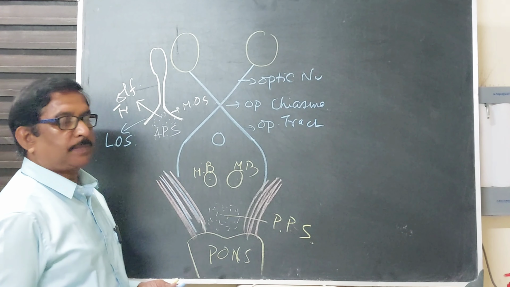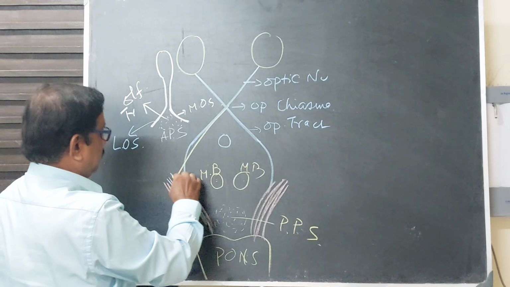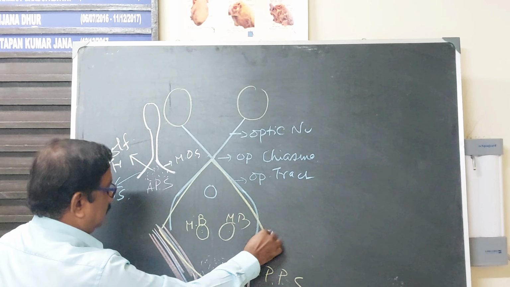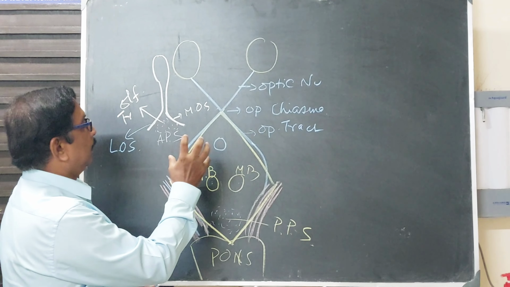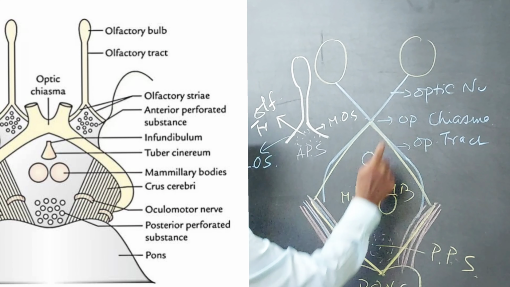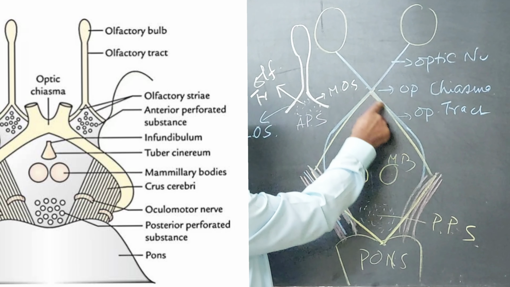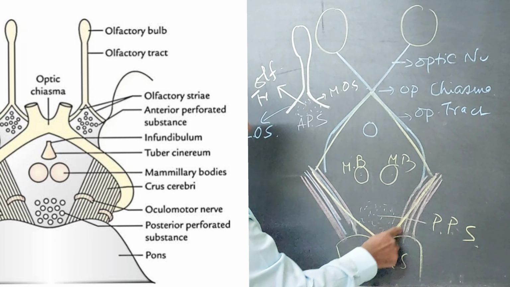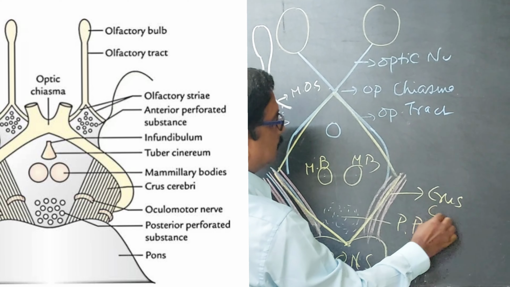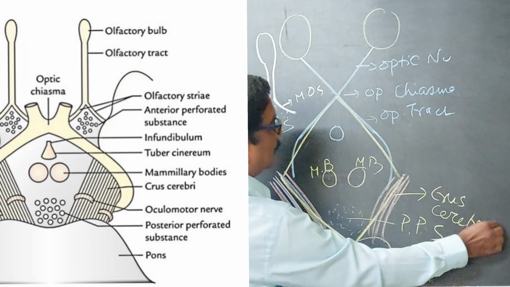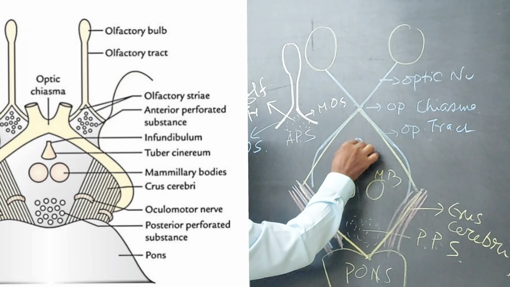Now, which one is the interpeduncular fossa? This diamond shaped area, this one is the interpeduncular fossa. Then what is the boundary? Very simple: anteriorly optic chiasma, posteriorly upper border of the pons, anterolaterally by the optic tract, and posterolaterally by the crus cerebri of the midbrain. These are crus cerebri. So this is the boundary, and here the contents are from anterior to posterior.